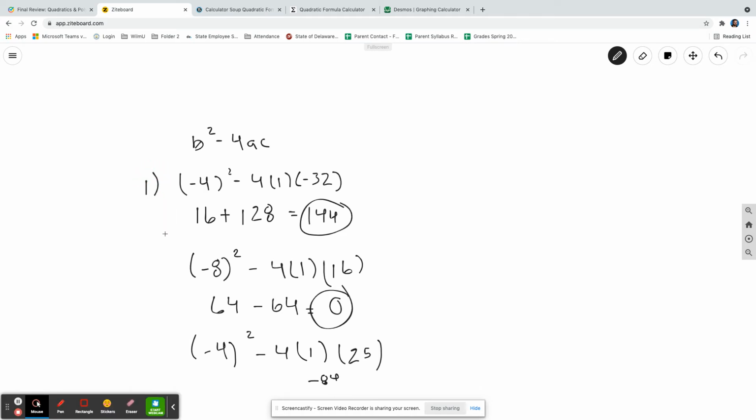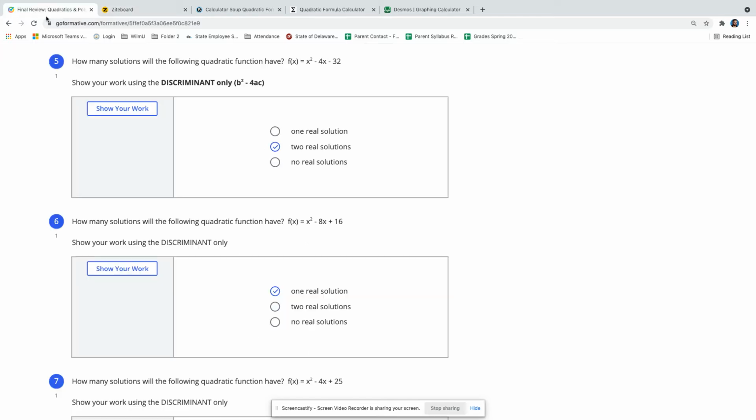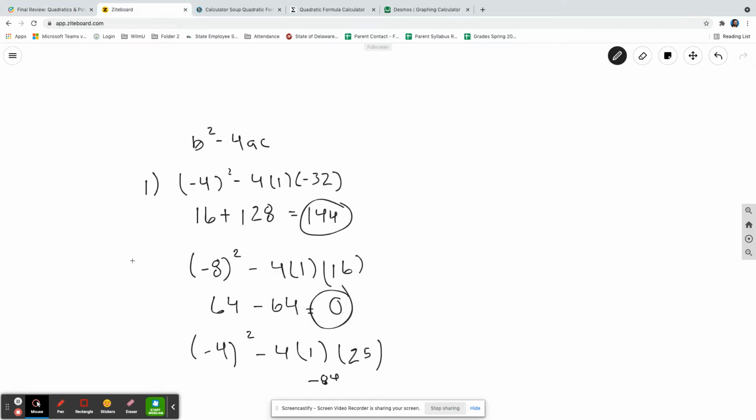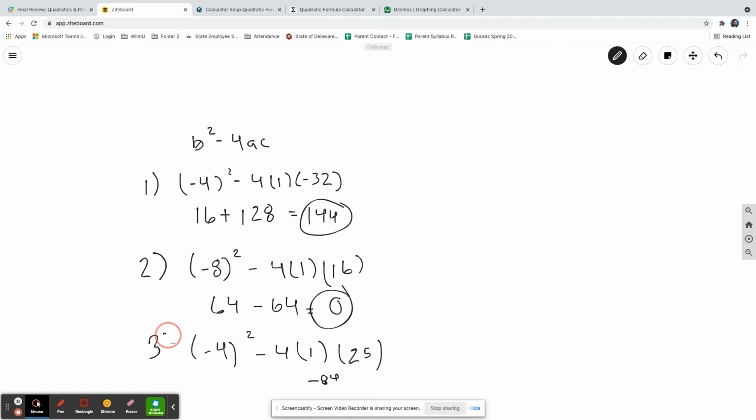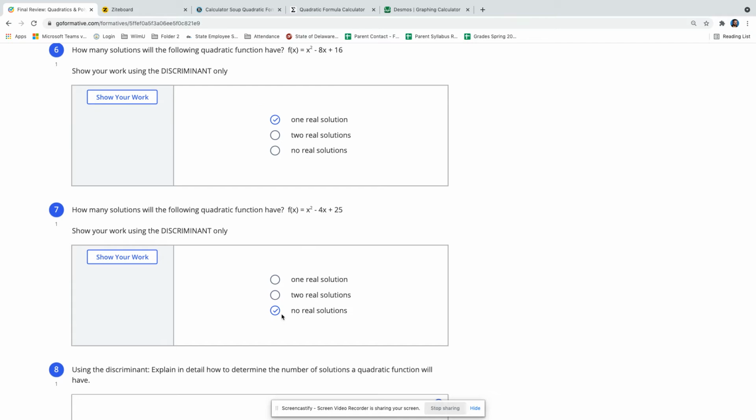So here's 1. -4 squared minus 4 times 1 times -32. We get positive 144, which our solution for that means that we're going to have two solutions. If the discriminant is positive, we're always going to have two. The second example, -8 squared minus 4 times 1 times 16. We're going to end up with 64 minus 64, which is 0. And 0 is going to mean that we have one solution. And lastly, number 3, -4 squared minus 4 times 1 times 25. That would give us -84 as our discriminant. And then, of course, a negative discriminant means that we have no real solutions.